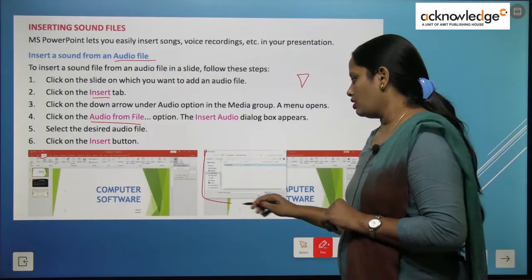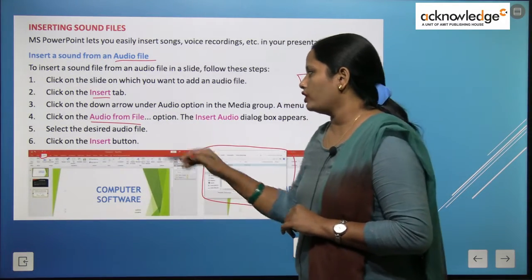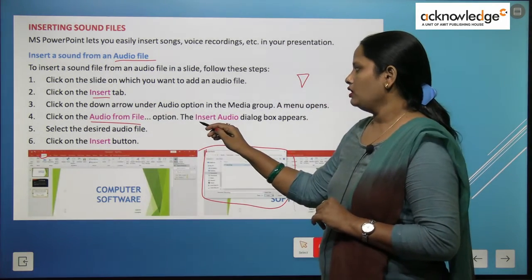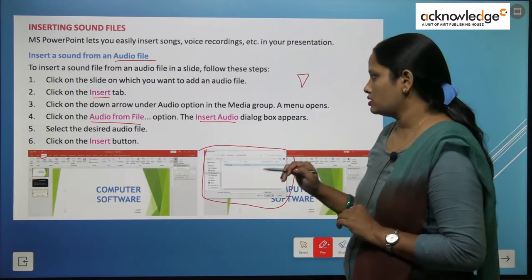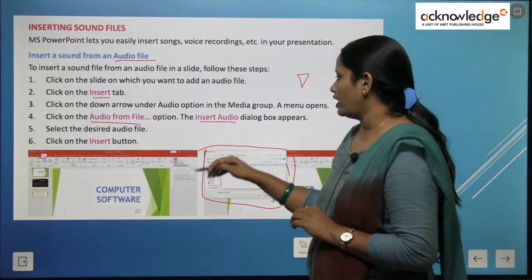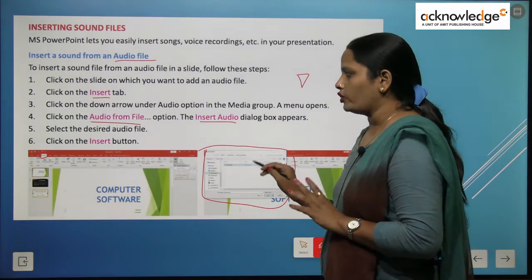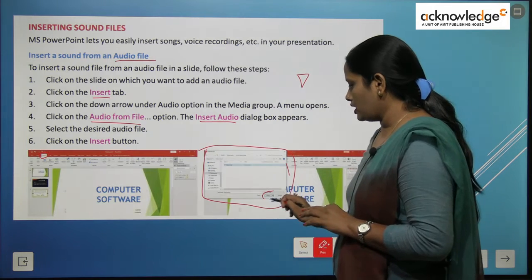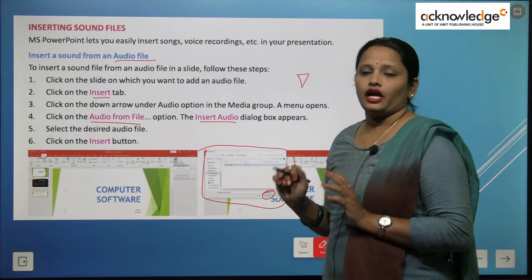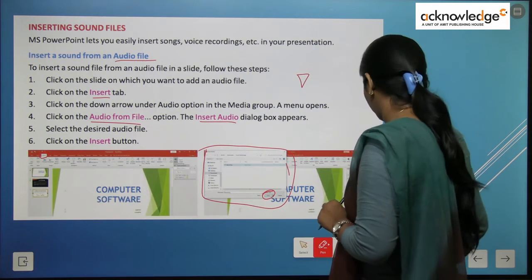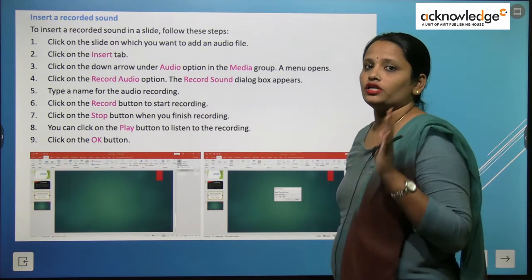So this box will open, and we have to click on the audio from file option. There we get the insert audio dialog box. In this insert audio dialog box, we can select the desired audio file and then just click on the insert button. After clicking on this insert button, what will happen? The audio will be inserted in that particular slide.